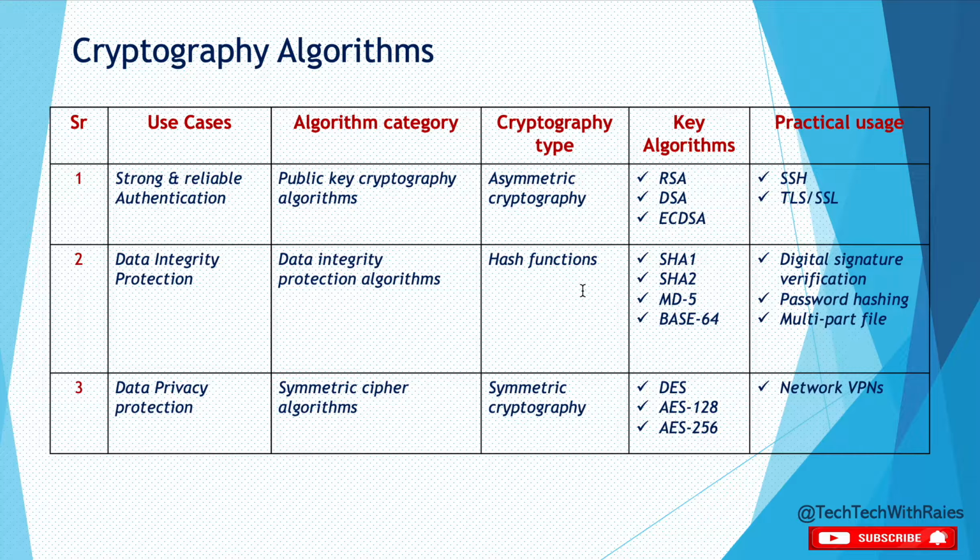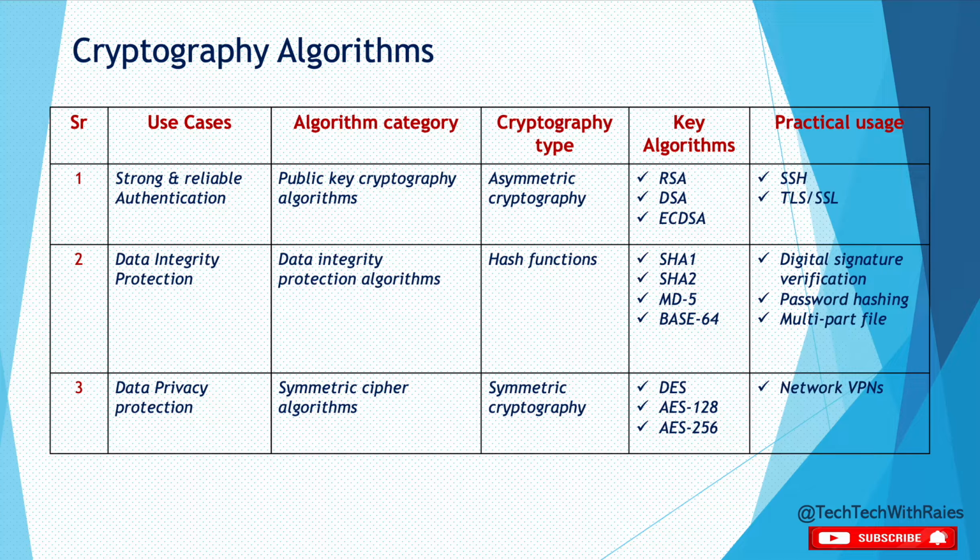Similarly, for data integrity, there are hash function algorithms. Which algorithms are there? Like SHA-1, SHA-2, MD5, base64. These algorithms are used. And what is the practical use case of these data integrity protection algorithms, which are hash functions? Digital signature verification. A very interesting use case is password hashing. We'll talk about password hashing in further slides. And also multi-part file download or upload. These things are practical uses of hash functions.